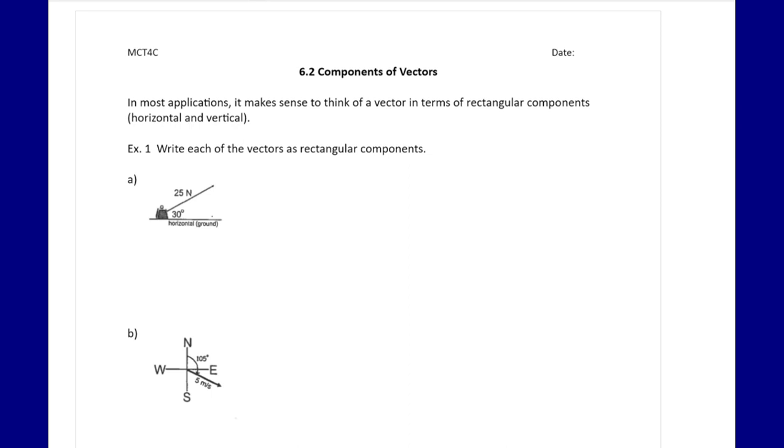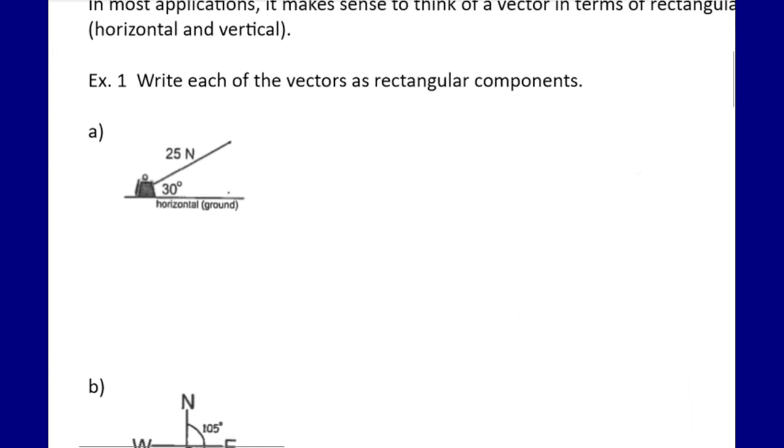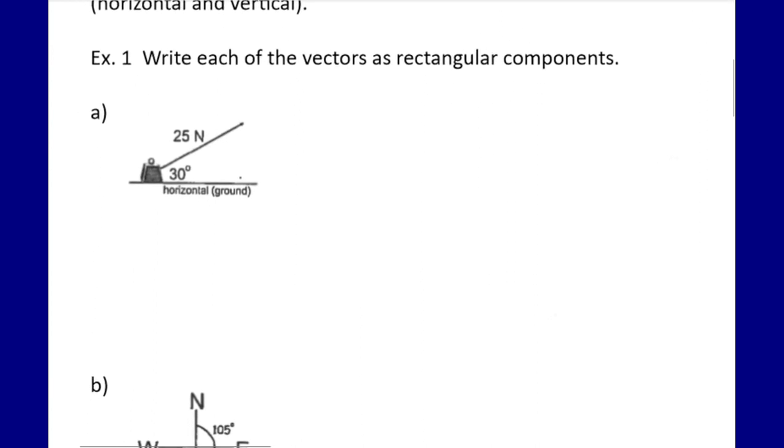And in most applications, it makes sense to think of a vector in terms of rectangular components. Basically what we mean are horizontal and vertical components. So what we want to do is write each of these vectors as rectangular components. If I take a look at the first one, we have this weight. There's a 25 Newton force being pulled at an angle of 30 degrees from the ground. So I want to break this up into two components.